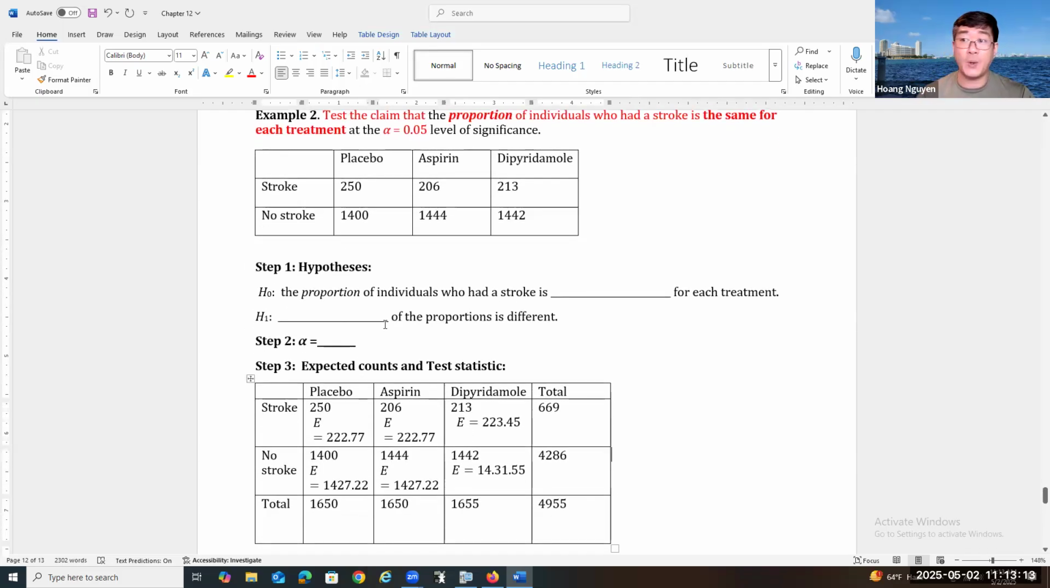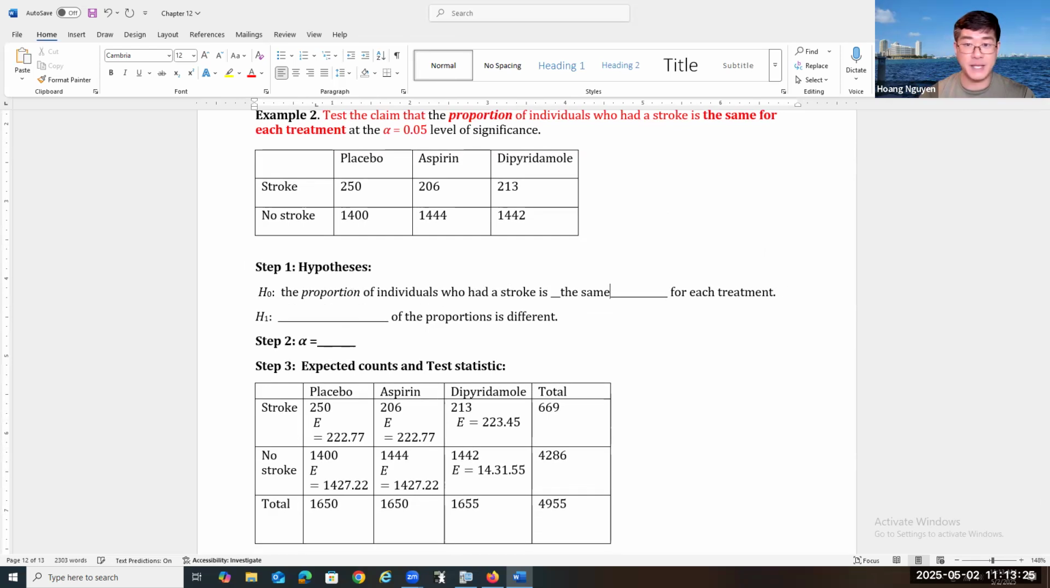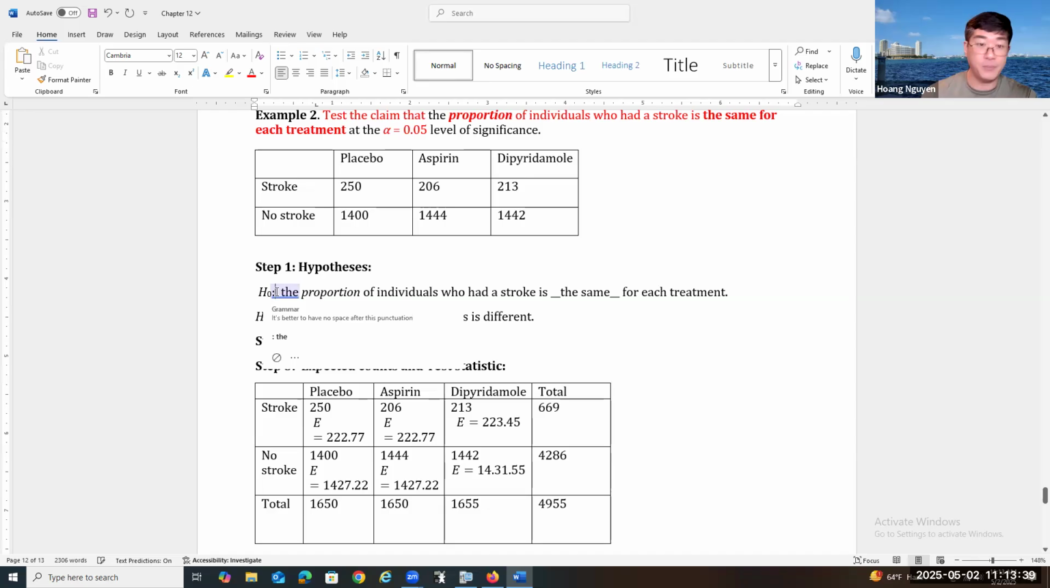So we're going to state the null and the alternative hypotheses. For the null hypothesis, we can say that the proportion of individuals who have stroke is the same for each treatment. For the alternative hypothesis, we can say that at least one of the proportions is different.